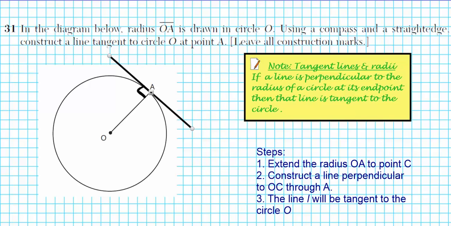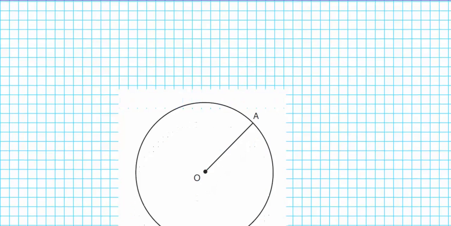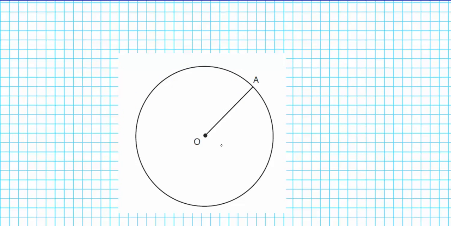All right, so let's go ahead and carry out the construction. These are the steps we're going to use. First of all, we're going to extend the radius OA out to a point, let's say C. Then we're going to construct a line perpendicular to OC through A. That line that we construct that's perpendicular to this radius, or the line OC, will be tangent to circle O because it's perpendicular to the radius. All right. So let's go ahead and do it. I'm going to be using a computer to do the whole process, so it's going to be a little bit weird. So just bear with me.